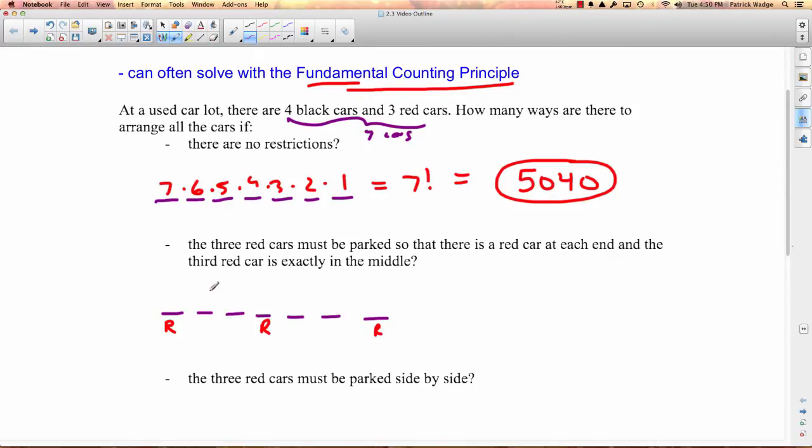How many cars can you choose from to go right here in this spot? Well, it has to be red, and there are only 3 red cars, so you can put 3 cars here. We're going to skip over here, since this is one of the restricted spots. So how many cars do you have to choose from here? Well, there were 3 red cars, but you put 1 there, so now there are only 2 red cars left. How many cars can you put here? Well, you've put 1 red car here and 1 red car here. There's only 1 red car left, and it has to go here. So it goes like that.